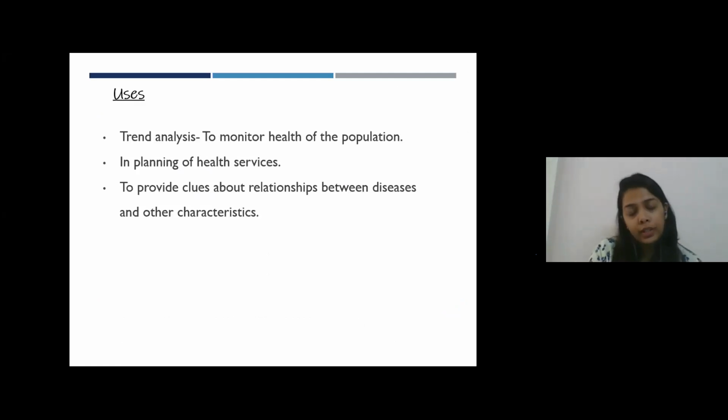So you can use repeated cross-sectional studies to analyze trends and to provide clues about relationships between disease and other characteristics. Also, it's useful in planning health services, because if you know how the disease is going to change, then you can plan your health service in such a way, because it takes some time. By the time you formulate and implement it, the disease manifestation would have already changed. So for you to repetitively do it, it may be a problem. So when you have a trend saying how the disease changes over a period of time, it's easier to plan.